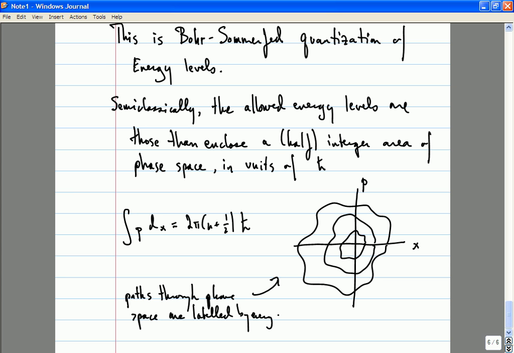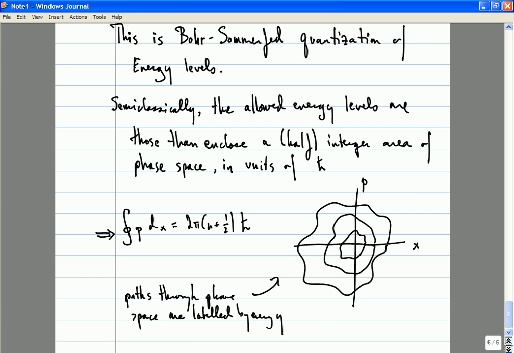And then the allowed energy levels are precisely those where the area enclosed by this loop is a multiple of 2 pi times h bar, maybe times a half integer. Because, as you can see, the left-hand side of this equation is nothing more and nothing less than the area of the loop enclosed by the loop through phase space.